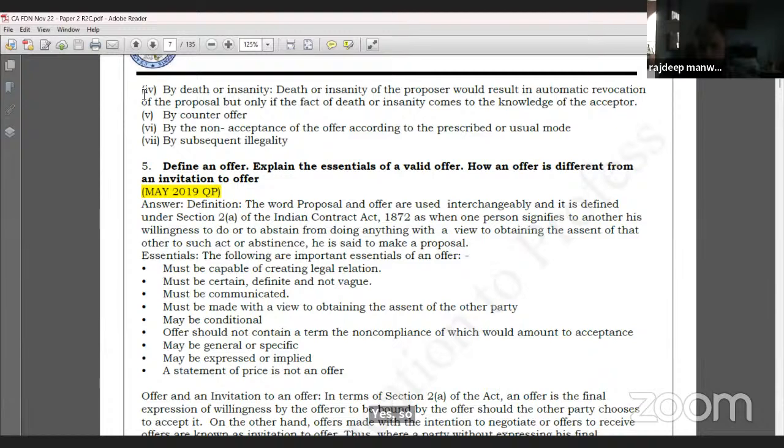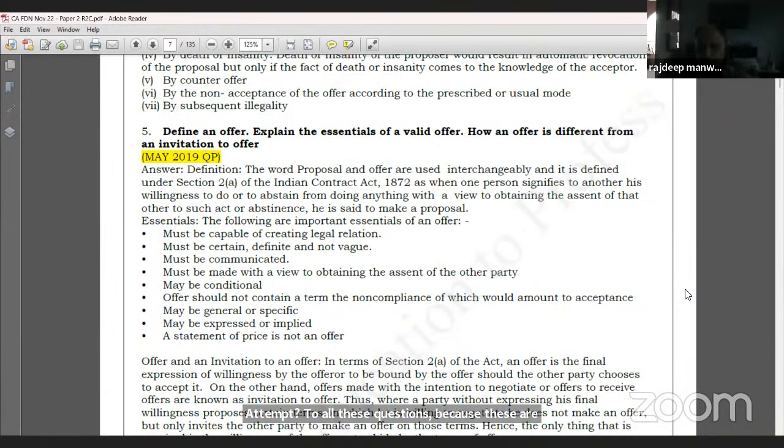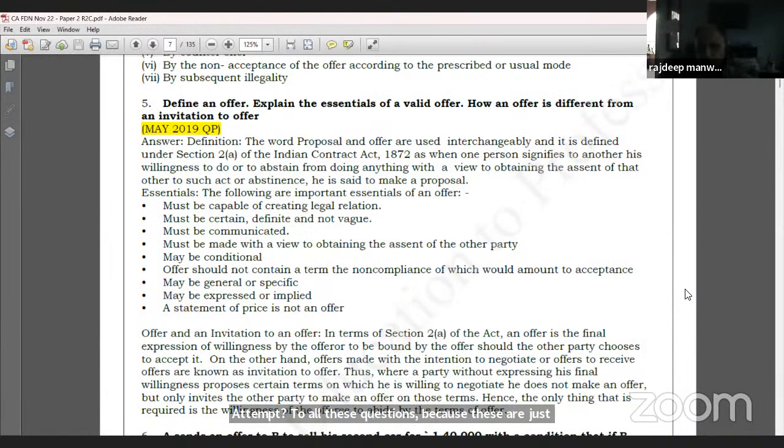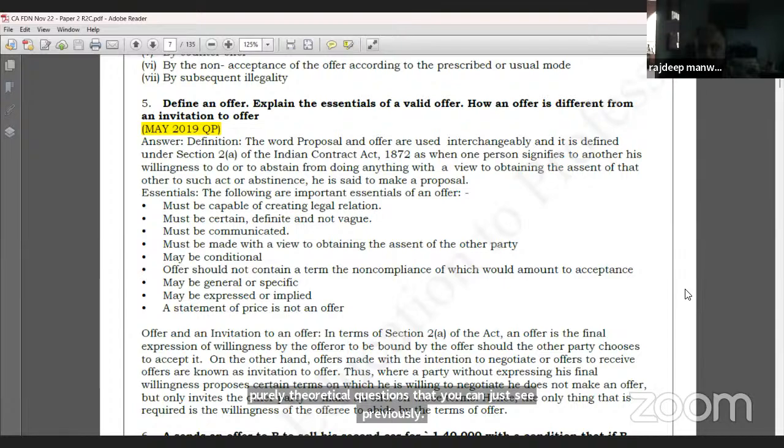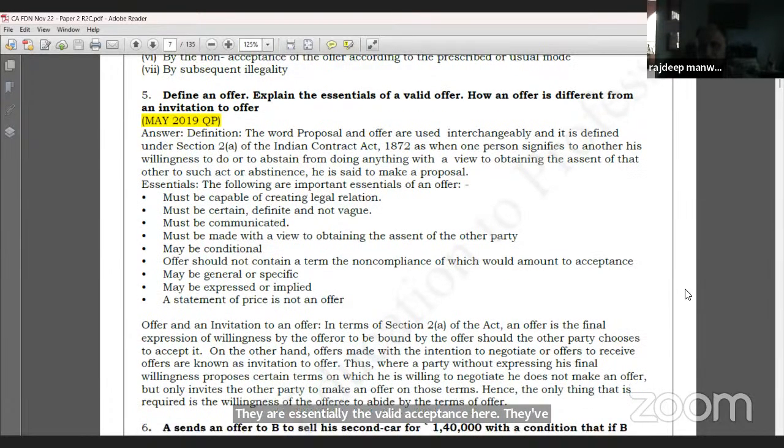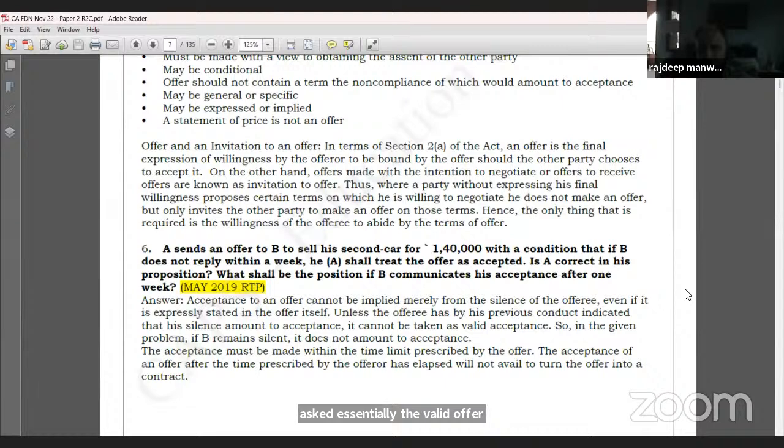Define offer. Explain the essentials of a valid offer. How is an offer different from an invitation to offer? See, this is also a very easy question. Attempt these questions. Even if you are not getting the case laws right, it's okay. Attempt all these questions because these are purely theoretical questions. Previously, they asked essentials of valid acceptance. Here, they've asked essentials of a valid offer. Sometimes they'll ask you essentials of consideration. Correct or no?